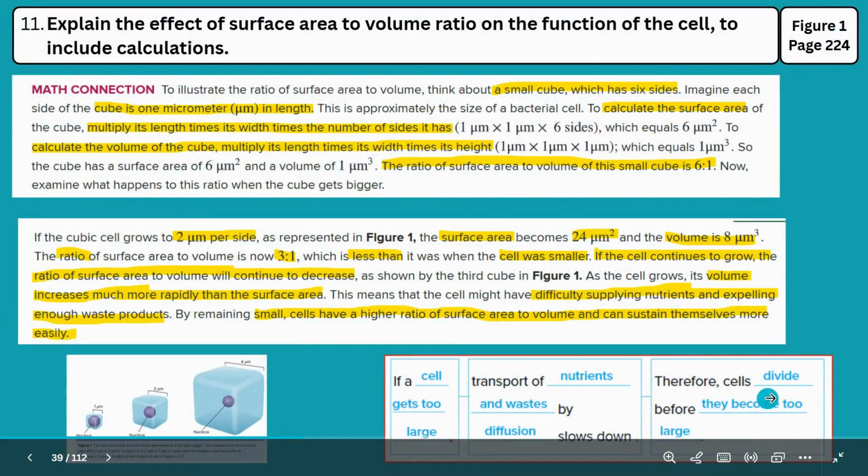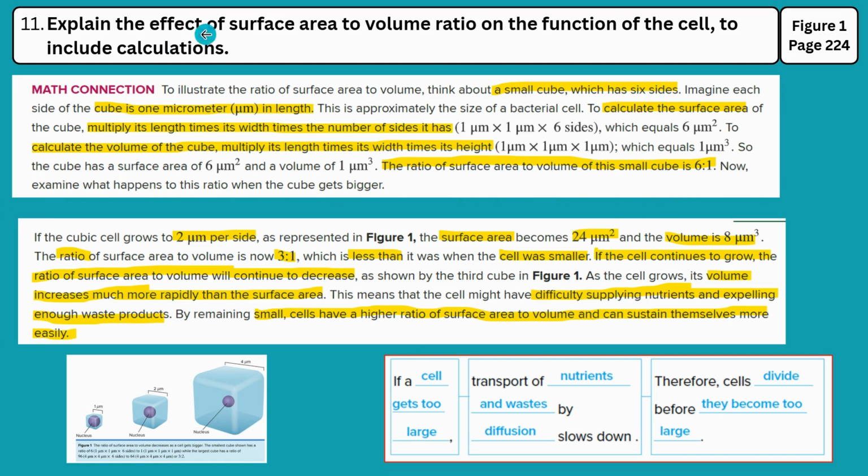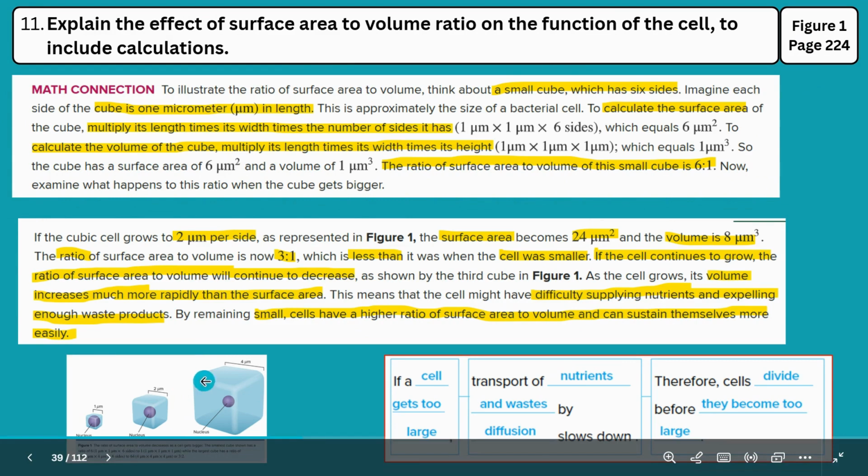Question number 11. Now, question number 11 is talking about surface area to volume ratio. So you need to know what is the effect of surface area to volume ratio, and how does it help in the functioning of the cell, and also it could be some calculations. So you should know both the things. This is based on figure 1 on page 224. This is the figure 1.